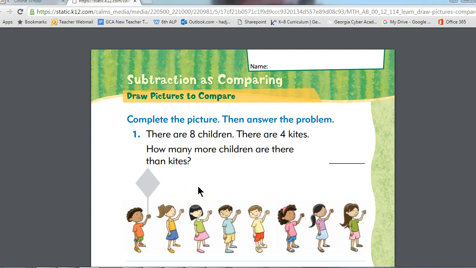In this first question, we're going to compare the children and the kites. I hope you're ready to draw. You're going to have to do a little work here. It says there are 8 children, and you can see those 8 children in our picture. There are 4 kites. So boys and girls, I need you to pause your video, and 1 kite is drawn for you, so make sure you draw kites so that 4 of those children have kites.